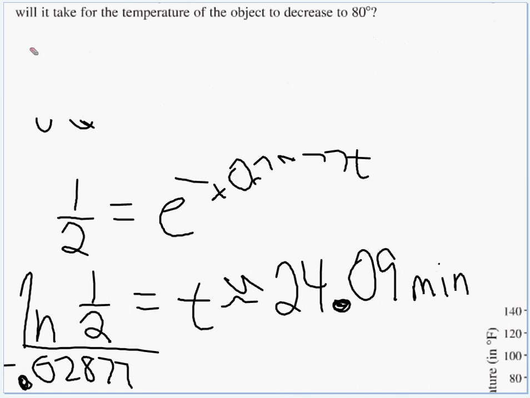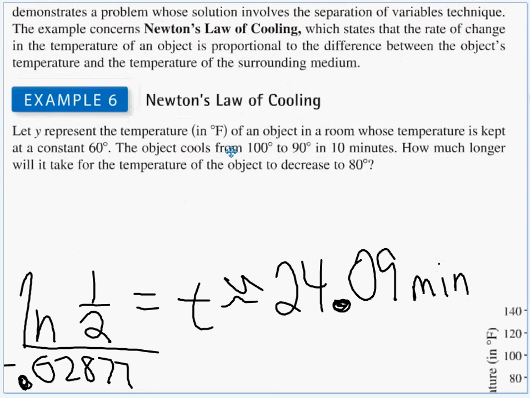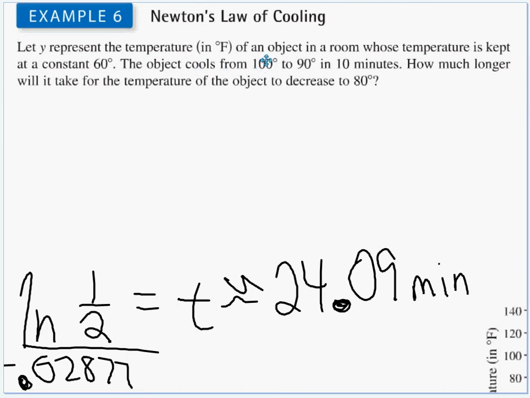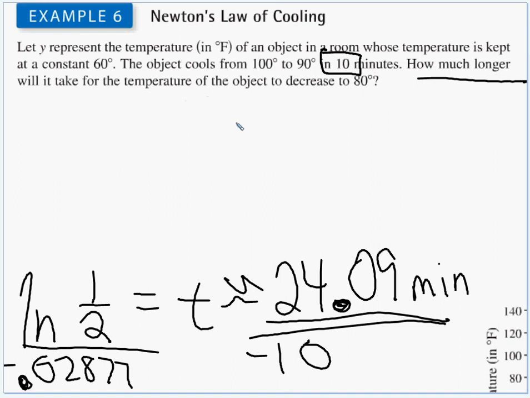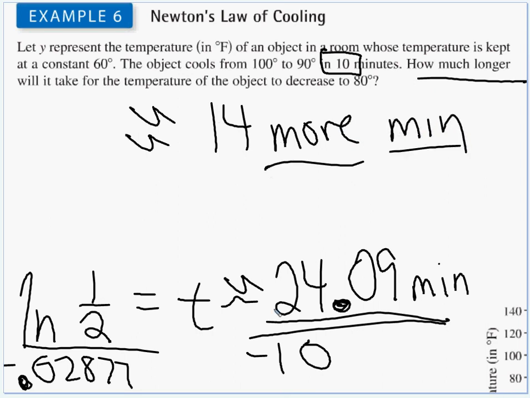Now on the AP test, this would probably be decoy answer A in the multiple choice, because let's go back and reread the work here. So it went from 100 to 90 in 10 minutes. How much longer will it take to decrease to 80? So this 24 minutes includes the 10 minutes it already took to go from 100 down to 90. So to figure out how much longer will it take, we'll subtract out that 10 minutes and see that it's going to be about 14 more minutes, approximately 14 more minutes to cool down to the 80 degrees.